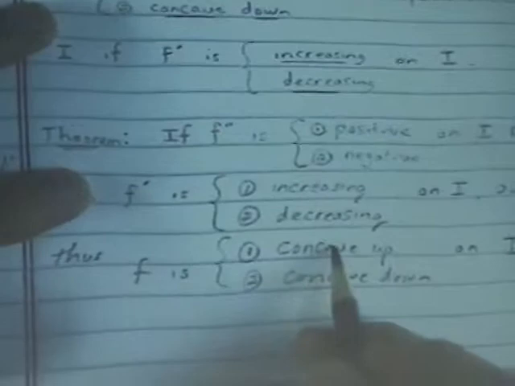Okay, now what you really need to get out of this is not so much this middle part, that's just the transition part that sort of explains how you get from here to here. Once you've discussed the theorem, this really isn't important. What's important is that if f double prime is positive, then f is concave up. And if f double prime is negative, then f is concave down. And this middle part was just sort of the stepping stone from this statement to this statement.